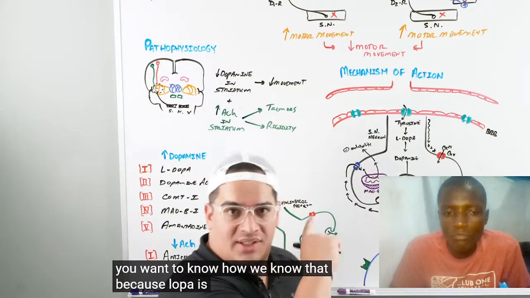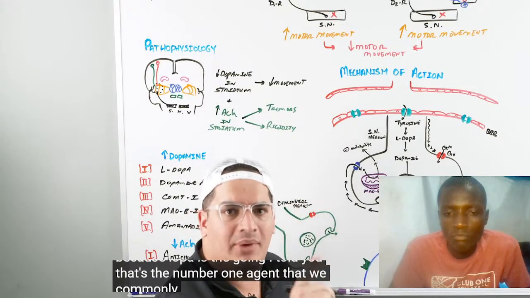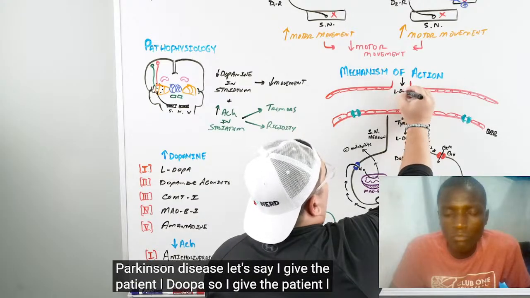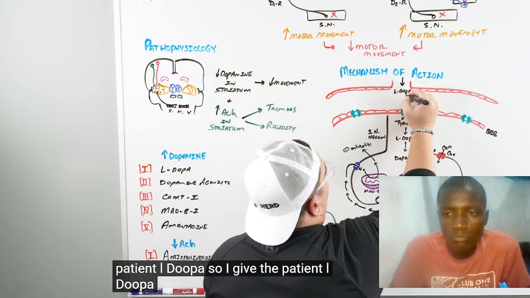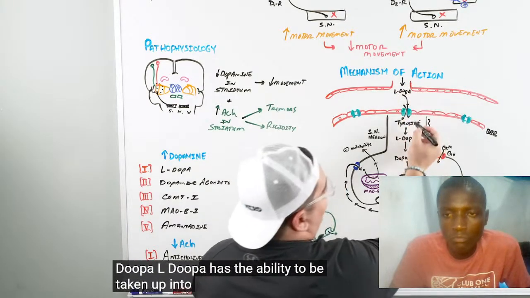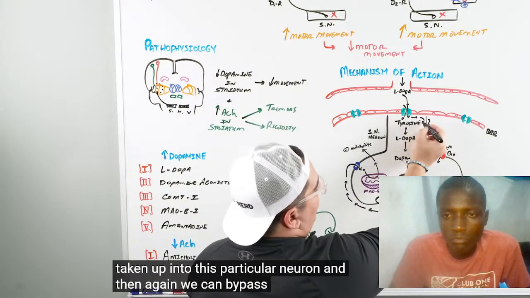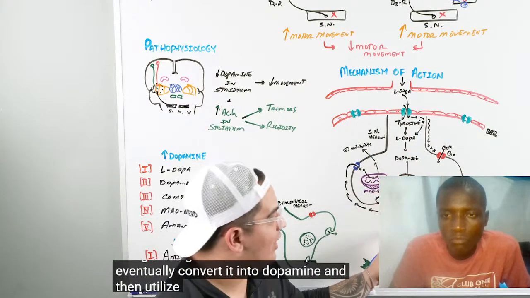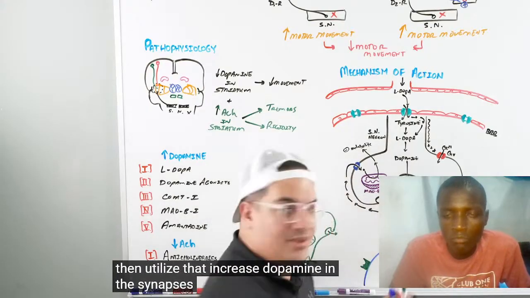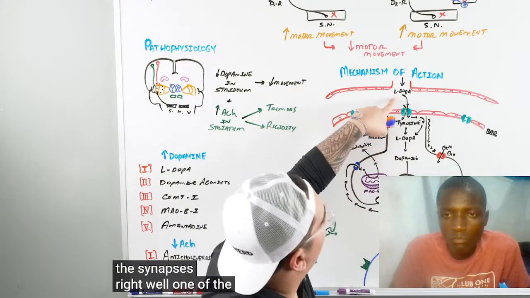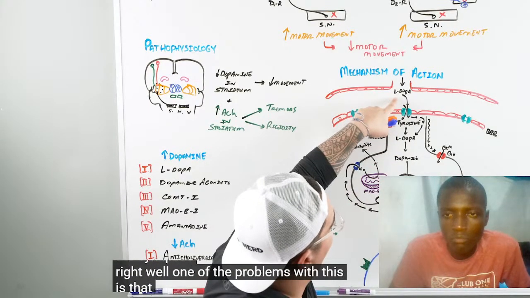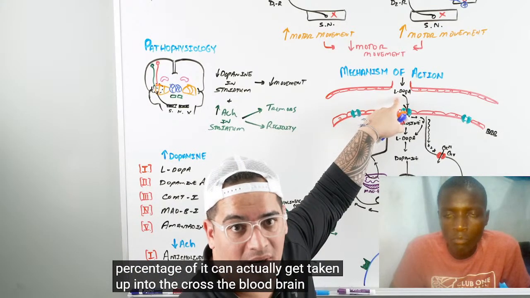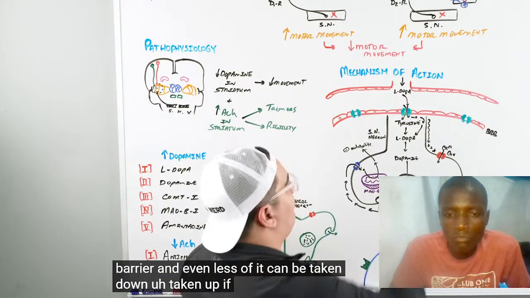You want to know how we know that? Because L-DOPA, as I told you, is the number one agent that we commonly utilize in patients with Parkinson's disease. Let's say I give the patient L-DOPA. L-DOPA has the ability to be taken up into this particular neuron. And then again, we can bypass the tyrosine and go straight here into this step, eventually convert it into dopamine and then utilize that and increase dopamine in the synapses, right? Well, one of the problems with this is that L-DOPA, only a particular percentage of it can actually get taken up across the blood-brain barrier. And even less of it can be taken up if there's a particular process.